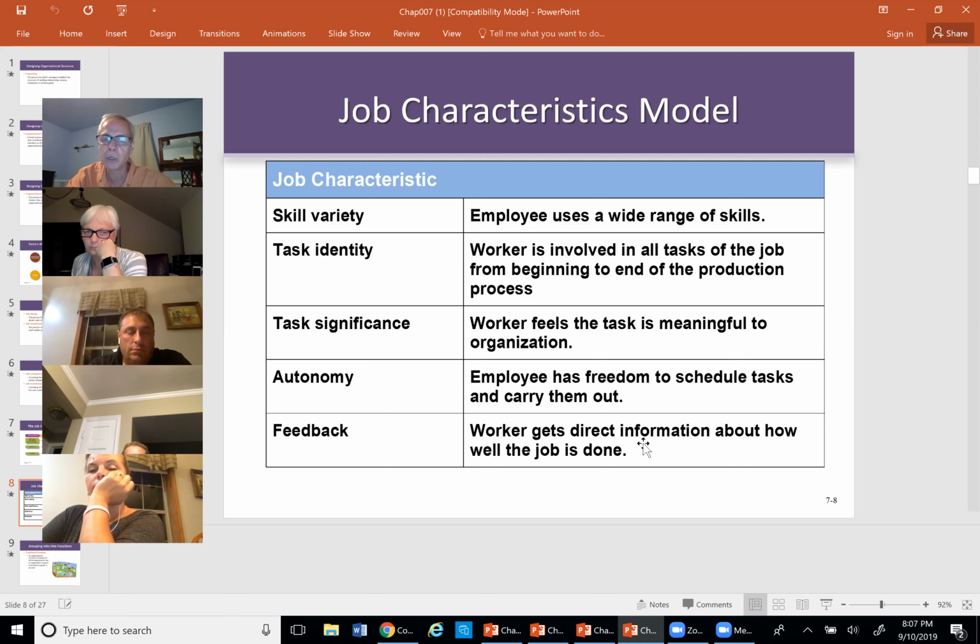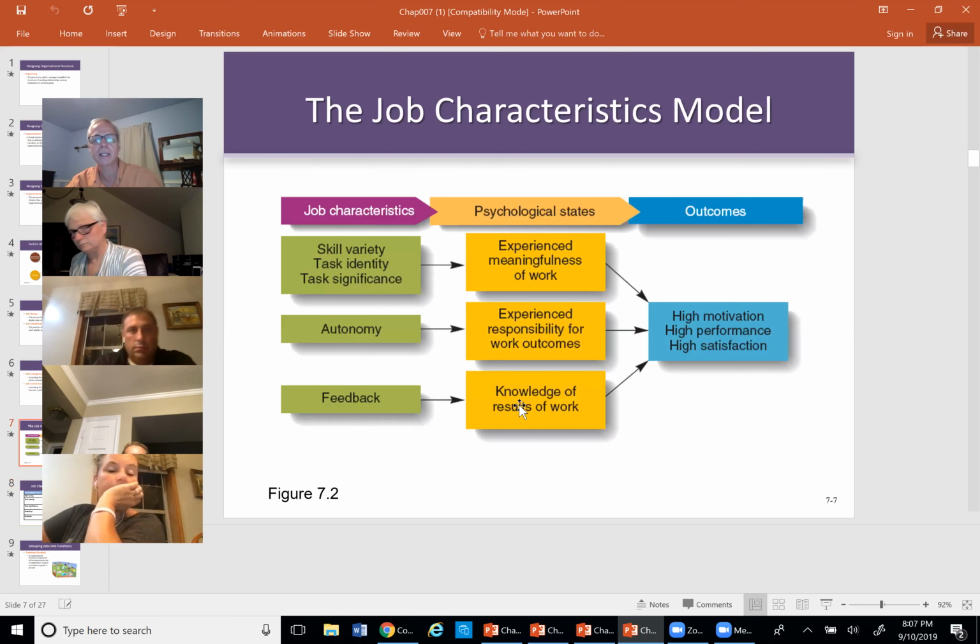And then feedback: workers get direct information about how well the job is done. Often organizations will do things like post metrics on the wall, how we did, how many defects we had, how many things we shipped, how many things went out of here defect free, that kind of thing. So we give the workers feedback, even though there's no pay related to it. Often that's enough. So we see feedback, knowledge of results of work, leads to higher satisfaction, and that leads to higher job performance.